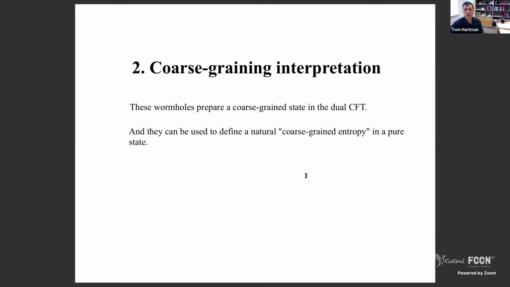The short summary is that these wormholes prepare a coarse-grained state in the dual CFT associated to that black hole, but it will be a coarse-grained version of that black hole. Furthermore, these wormholes can be used to define a natural coarse-grained entropy in a pure state.